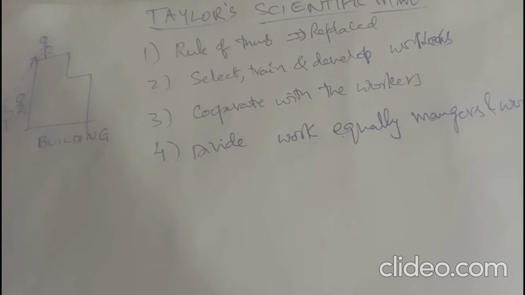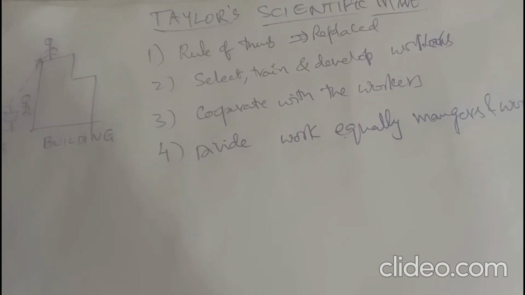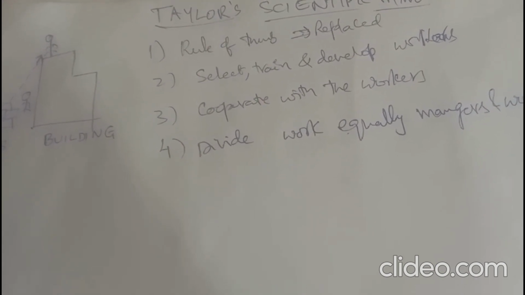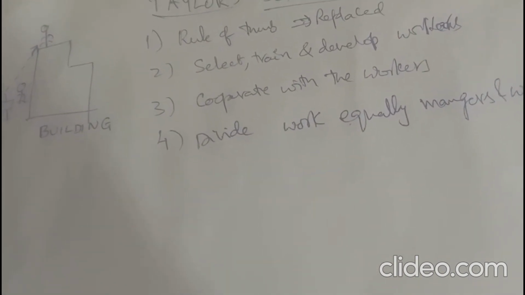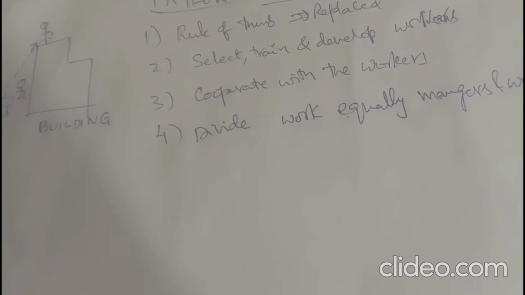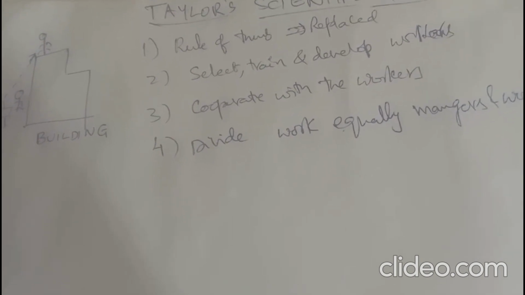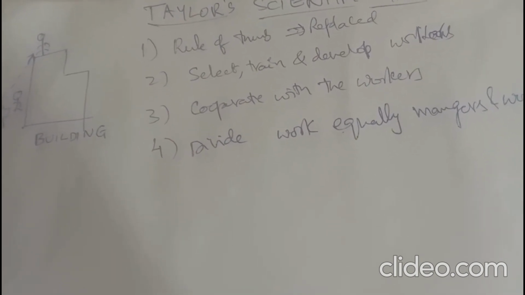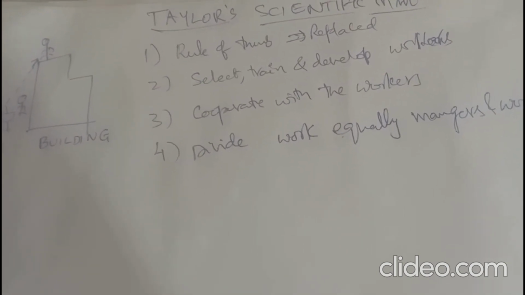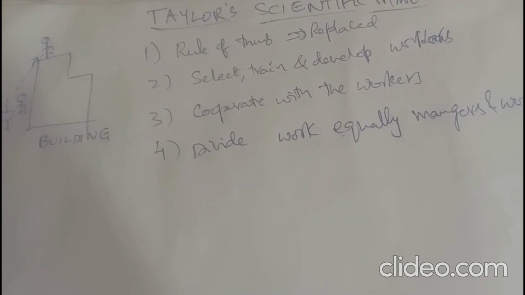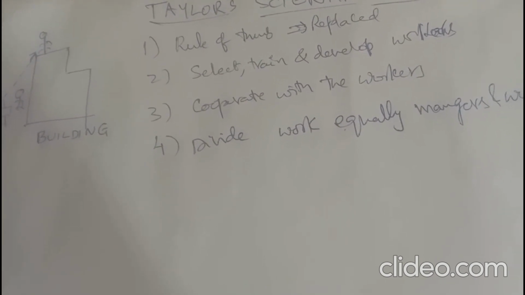Earlier, the place of production was run by a rule of thumb. That is, if a particular production task was done in 10 days, another would be done in 15 or 20 days, by thumb rules, approximately. Taylor replaced that rule of thumb. He studied it scientifically. That is, if 10 members completed a task and 20 members replace them, it can be done in half of the time.